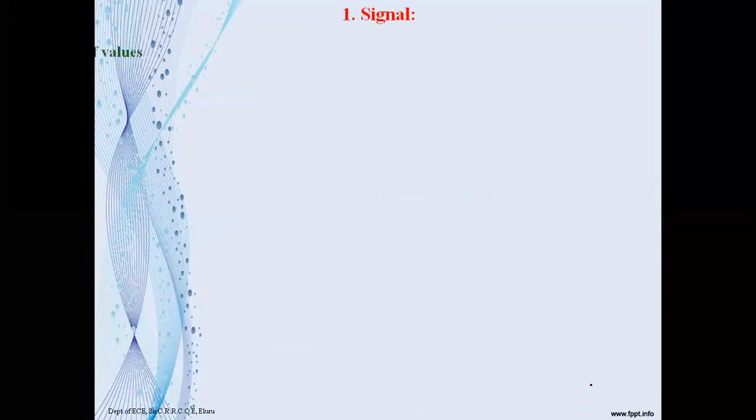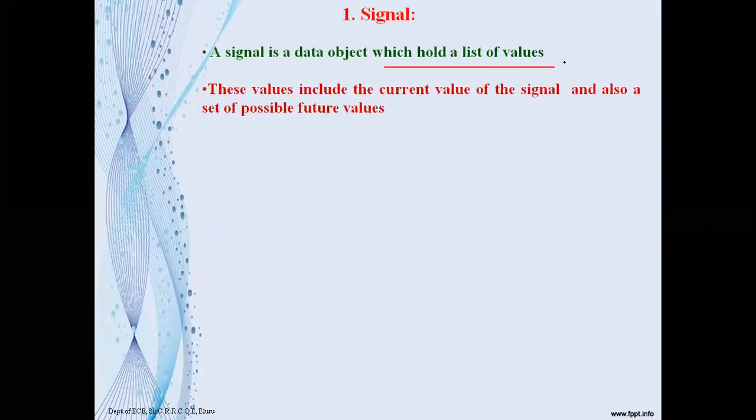What is a signal here? A signal is a data object which holds a value or a list of values. And these values are the current values, or they may be a set of possible future values also.